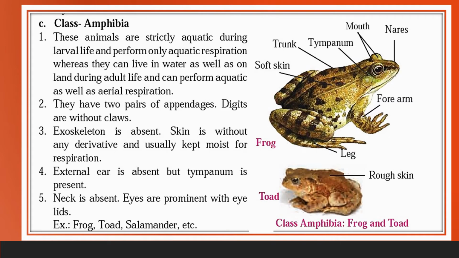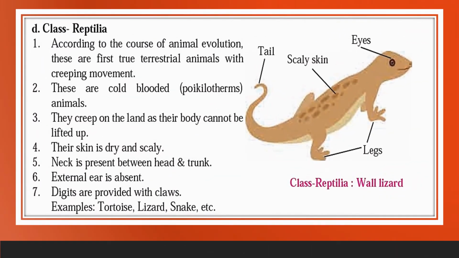Now the fourth class is class Reptilia. Now according to the course of animal evolution, these are the first true terrestrial animals with creeping movement. And also these are cold-blooded animals. That means we can call them poikilotherms. They creep on the land as their body cannot be lifted up and their skin is dry and scaly. Neck is present between head and trunk. An external ear is absent. Digits are provided with claws, for example, tortoise, lizard, snake, etc.